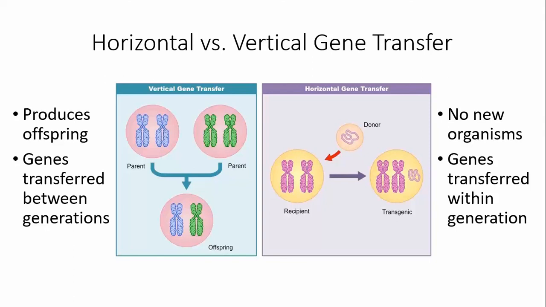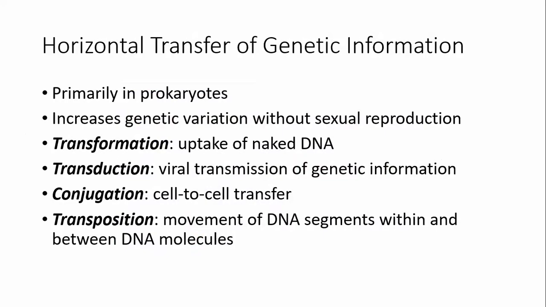This is not something that's very common in eukaryotes. It is most commonly found in bacteria and prokaryotes. This is a way that you can increase genetic variation and transfer helpful traits without sexual reproduction. It's a common way that bacteria and other prokaryotes will increase their genetic variation because they don't perform sexual reproduction. All of their reproduction is asexual, so this is one way for them to get some genetic variability.